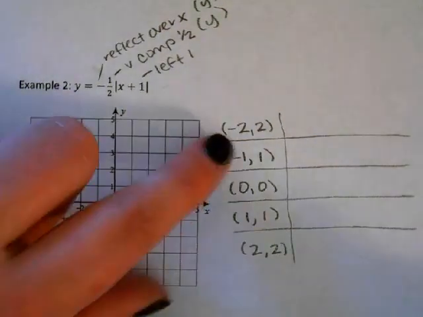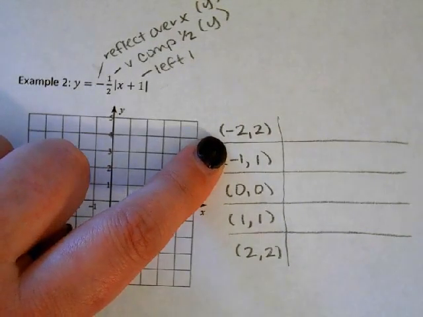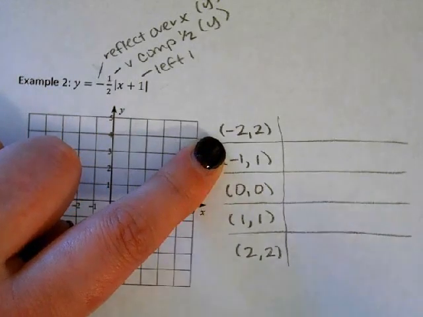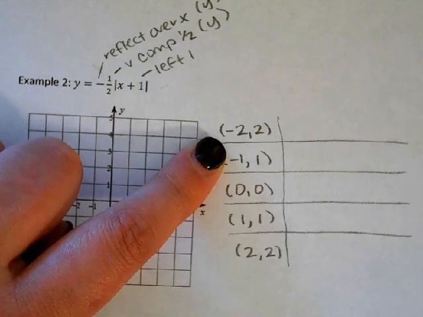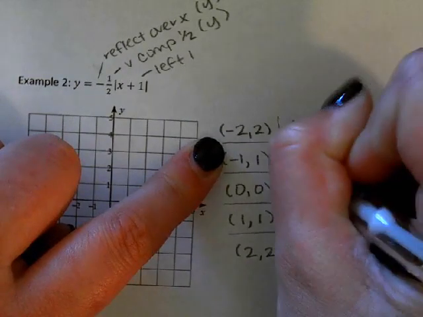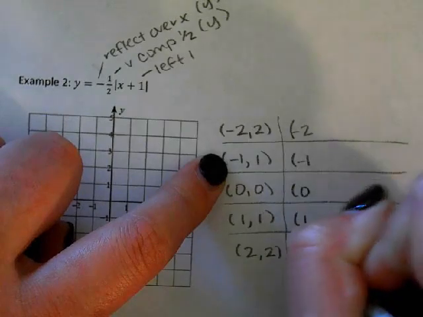So what we're going to do is take the y coordinate and multiply by a negative to do the reflection, and multiply by 1/2 to do the compression. Okay? So I'm going to keep the x values the same. Keep the -2, -1, 0, 1, and 2. Those are all staying the same.